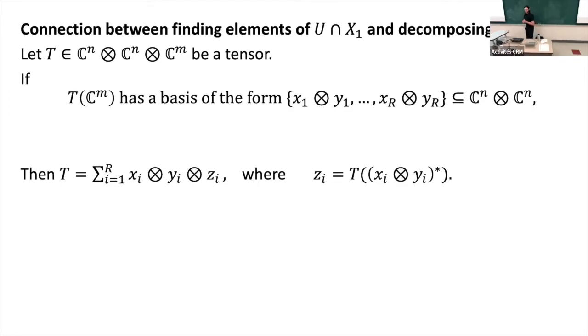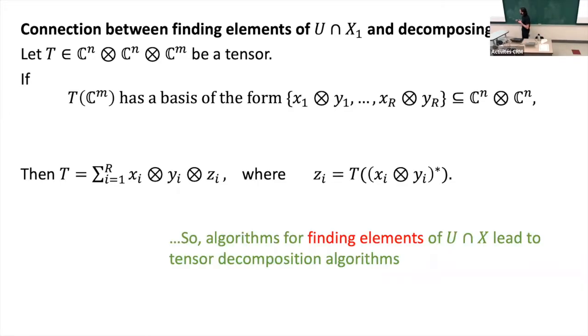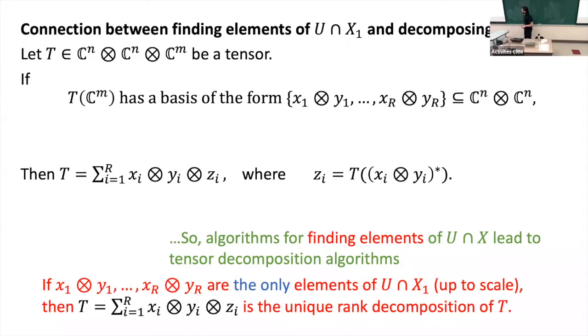Is this okay? Okay. So algorithms for finding elements: you have a subspace here and you want to find rank 1 elements in the subspace. Algorithms for finding elements of the intersection of a subspace with the variety of rank 1 tensors lead to tensor decomposition algorithms. And furthermore, uniqueness translates over too. If the product tensors forming the basis are the only elements of this intersection, then this is the unique rank decomposition of T.